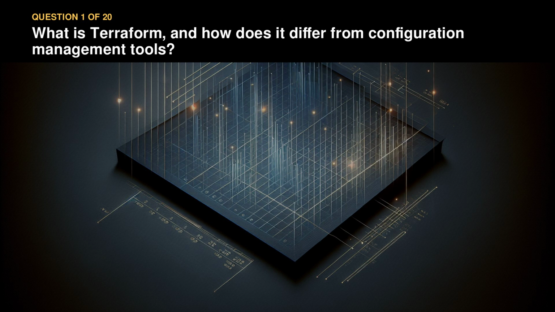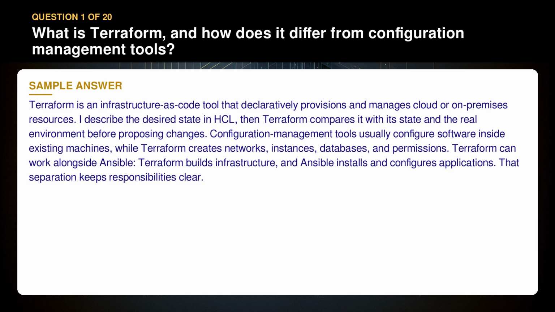Question 1. What is Terraform, and how does it differ from configuration management tools? Terraform is an infrastructure as code tool that declaratively provisions and manages cloud or on-premises resources. I describe the desired state in HCL, then Terraform compares it with its state and the real environment before proposing changes. Configuration management tools usually configure software inside existing machines, while Terraform creates networks, instances, databases, and permissions.